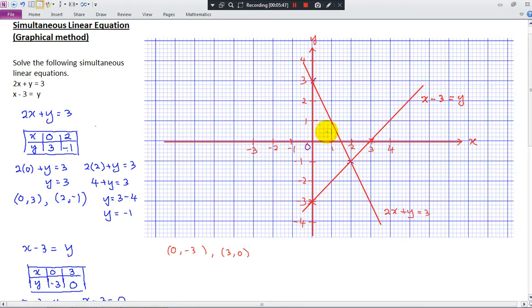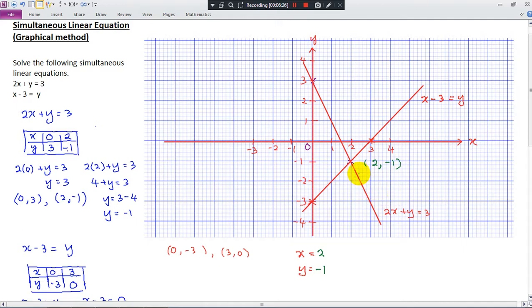So, what is the answer? What is the value for x and y? x is equal to what? y equal to what? Okay, so we just look at the intersection point. The intersection point will give you the answer. So we notice this is the intersection point, right? The coordinate is (2, -1). The intersection point is the answer that we want. x is equal to 2. y is equal to -1. This is how we solve simultaneous linear equations using the graphical method.